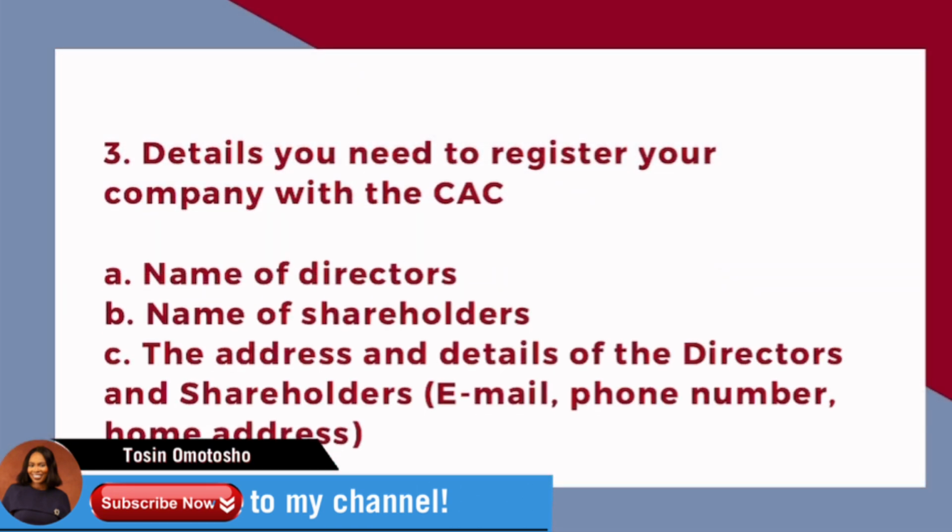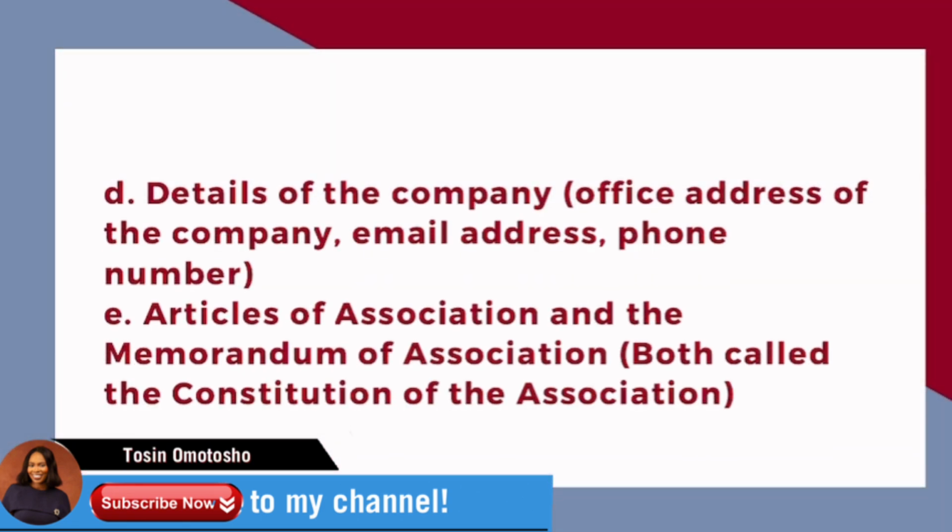And these are the details that you will need. You will need the directors, just like I said. You need shareholders. They must be above 18 years. And then you need their details: their address, their email, their phone number, their home address. You would need the details of the company. So your company needs to have an address in Nigeria at the time of registration. It's very important. What's the physical address, email address, phone number?